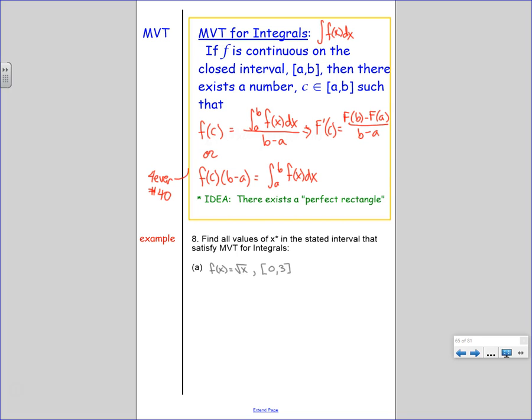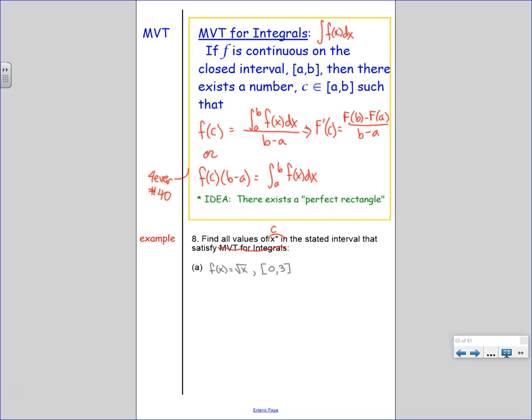So this is kind of our old-fashioned version, but this is our new way of writing it. Now the whole idea of a perfect rectangle says that a base times a height is going to equal the actual area. I'll try to show you the whole perfect rectangle down below on this example. Now our book says x star. Just remember it's a special x. We can call it c. We're just going to call it c because we like c better with our theorem. X star, c, whatever, satisfies MVT for integrals.